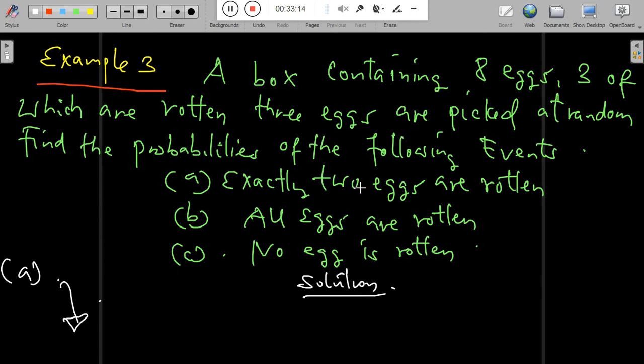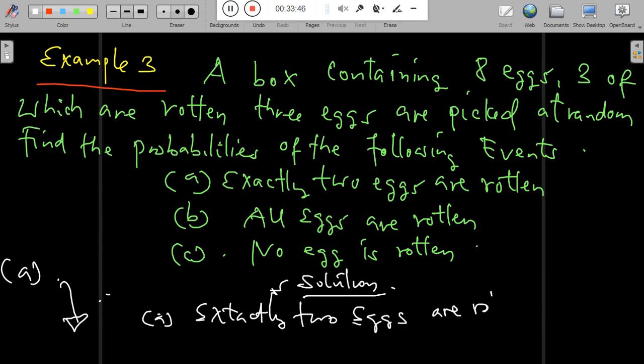How could you solve this? Solution. A box contains 8 eggs, 3 of which are rotten. 3 eggs are picked at random. So there are 3 eggs picked at random, but in the box there are 8 eggs, 3 of which are rotten. And we are required to find the probability that exactly 2 eggs are rotten. Part A is about exactly 2 eggs being rotten. So let's go to the solution.